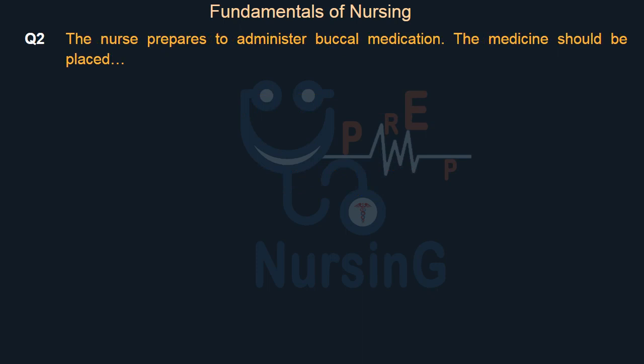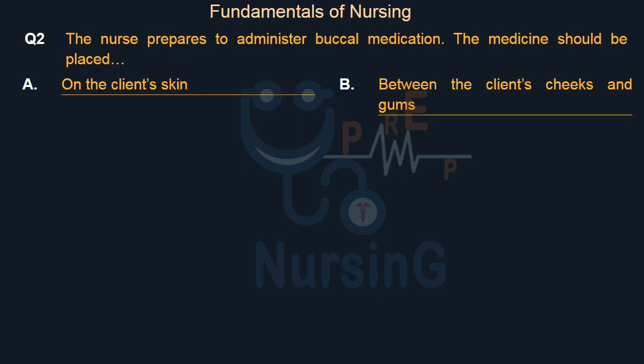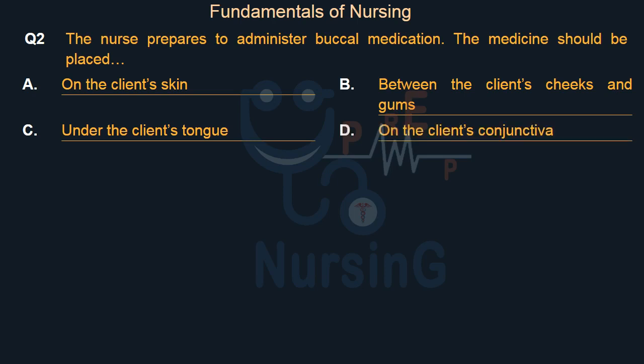The nurse prepares to administer buccal medication. The medicine should be placed. Option A. On the client's skin. Option B. Between the client's cheeks and gums. Option C. Under the client's tongue. Option D. On the client's conjunctiva.